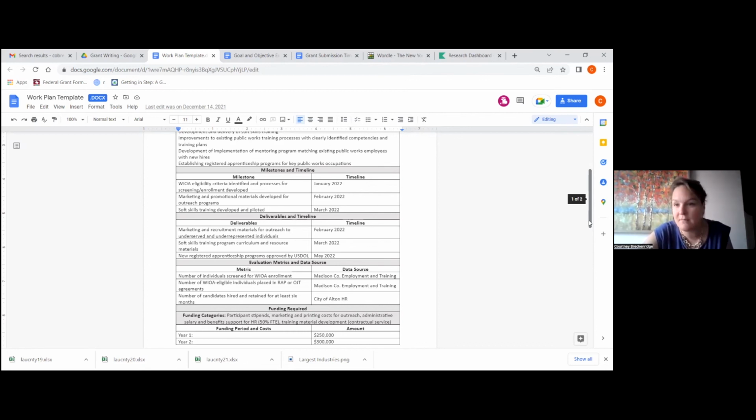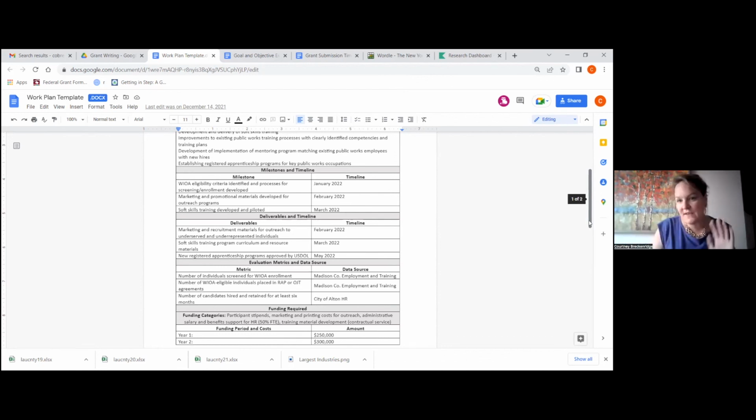Sometimes the words get mixed and matched. But in this case, I am kind of defining a milestone as we've hit a point, right? A marker where we can report back to the agency and say, hey, we accomplished this. I look at a deliverable as something more concrete, such as a physical material, a class that was held, a certain number of people coming out of a program.